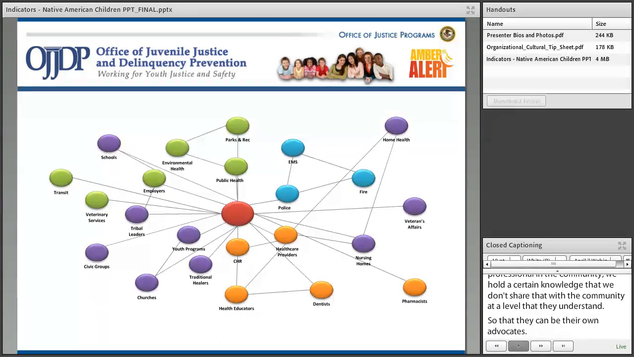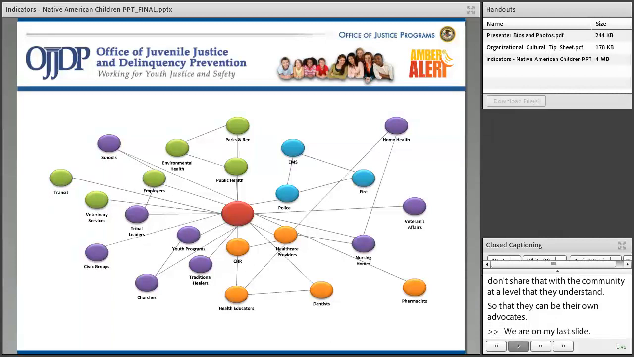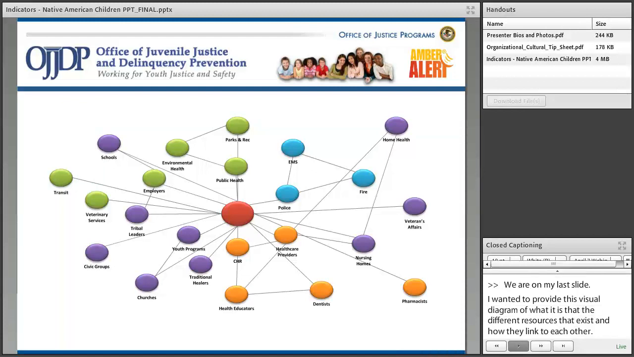All right, so we're on my last slide, and I just wanted to provide this visual diagram of the different resources that exist and how they link to each other. That red dot in the middle is child/family. And if we think about our tribal communities, as a tribal community, we may not have all of these resources, but we may have some of them.